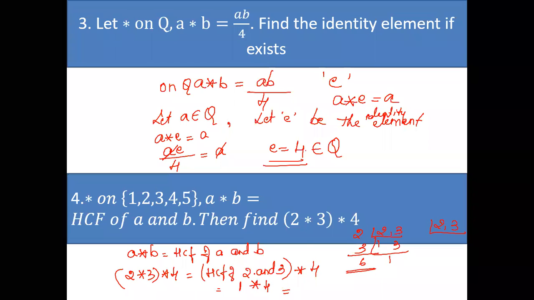Again apply the definition. HCF of 2 and 3 is 1, star 4. I'll write it as it is. Again I have to apply the definition for 1 star 4. So 1 star 4 is HCF of 1 and 4. Now give me the HCF of 1 and 4. What is the HCF of 1 and 4? Check properly. Good, Faisal. So what is the answer? It is 1. 1 is the answer.